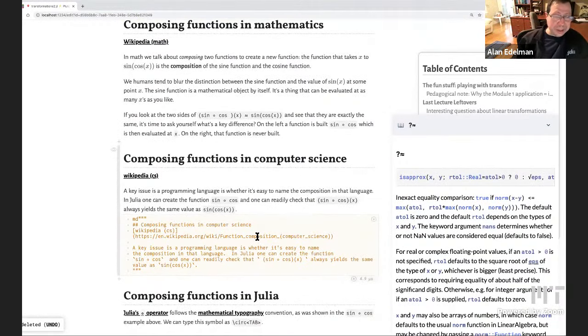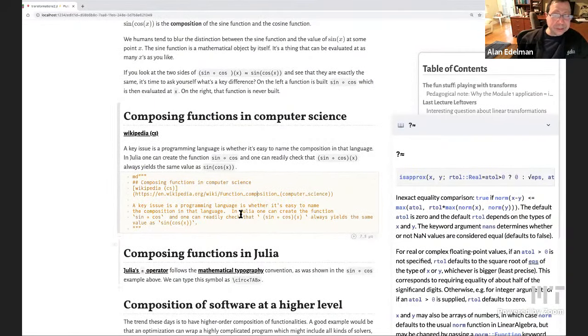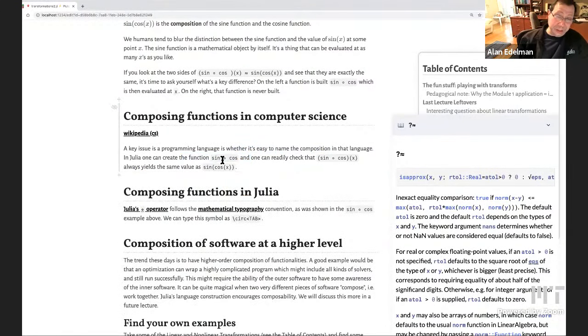Okay, so great. All right, composing functions in math, composing functions in computer science. I kind of already almost said that: whether you could actually name the composition in that language. And so just as I showed before, we can name the sine, circ, cosine function, and that's something that is a first-class object that you can play with.